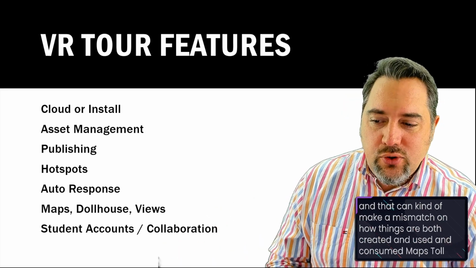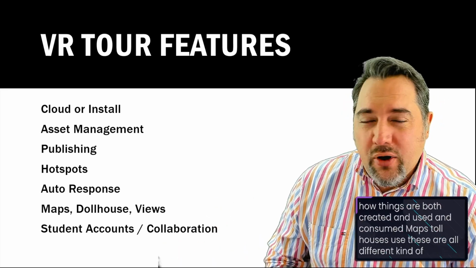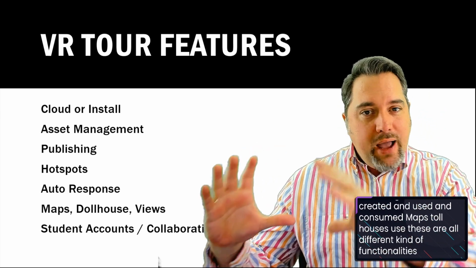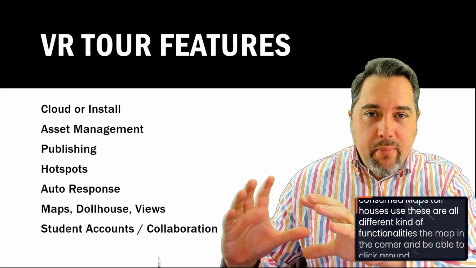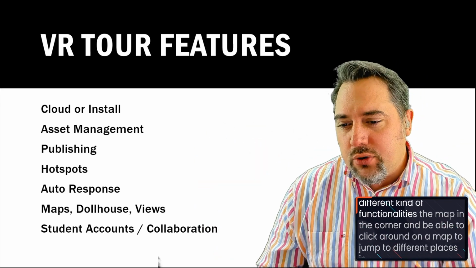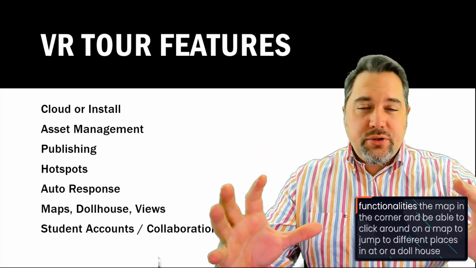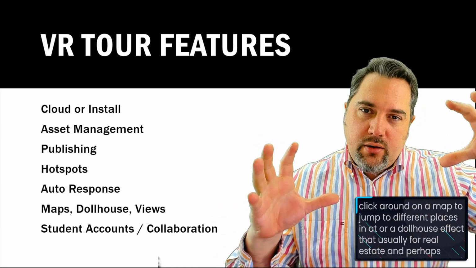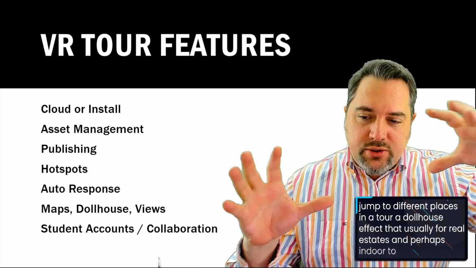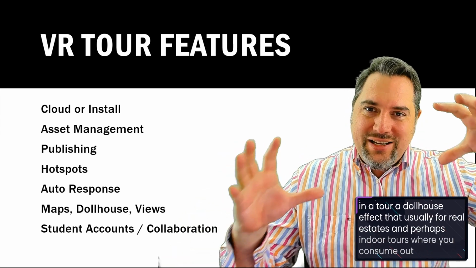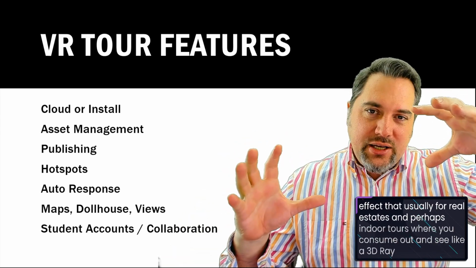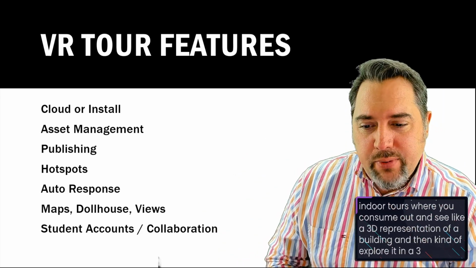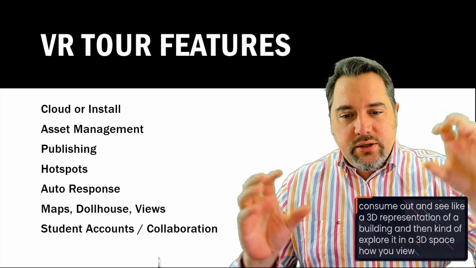Maps, dollhouse views, these are all different kinds of functionalities. Maybe you want to have a map in the corner and be able to click around on a map to jump to different places in a tour. A dollhouse effect is usually for real estate and perhaps indoor tours where you can zoom out and see a 3D representation of a building and then explore it in a 3D space. How you view it in different angles.